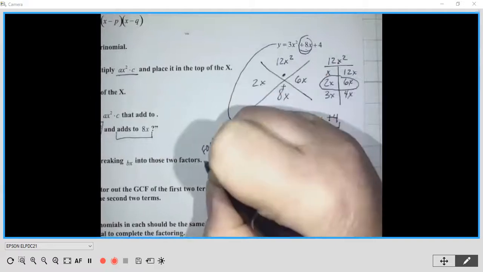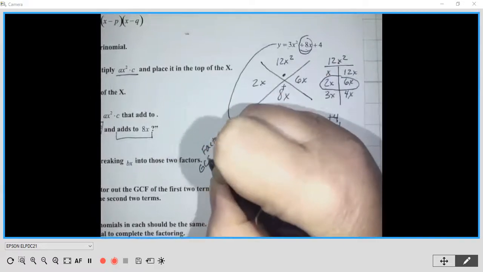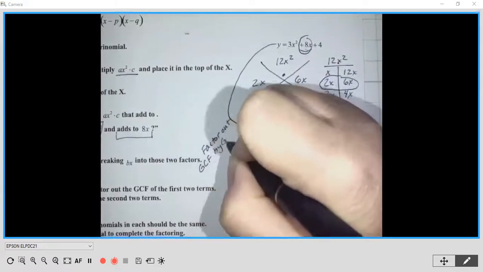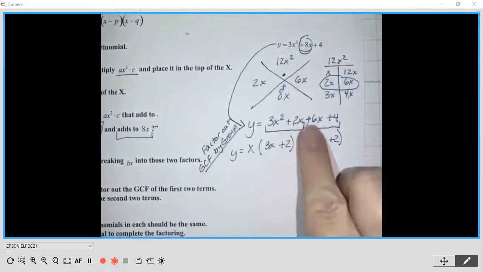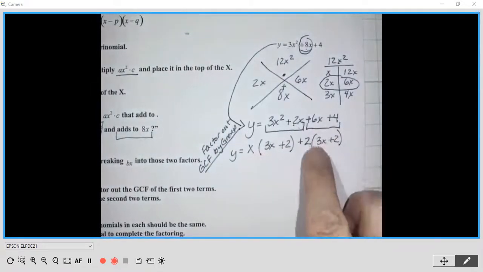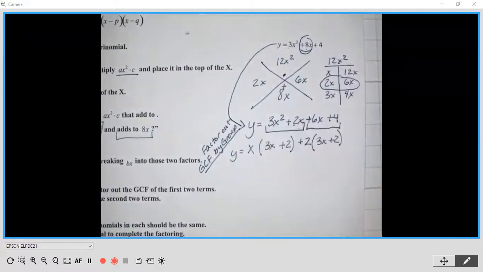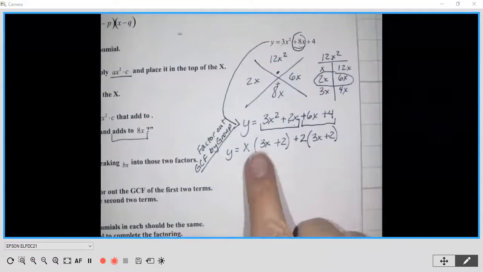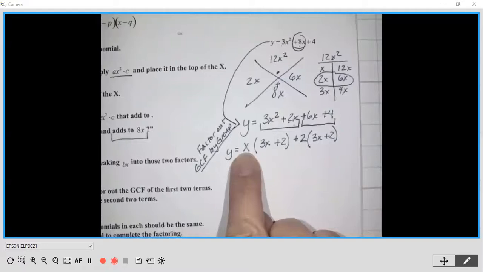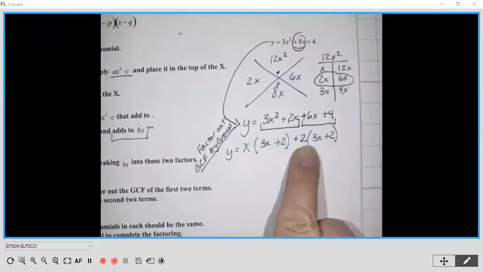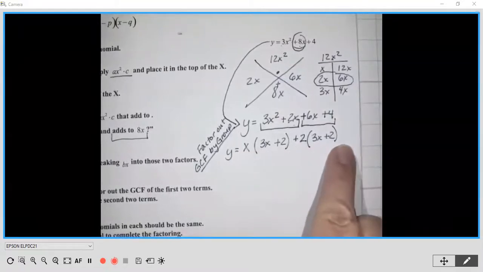So what we did here was factor out a GCF by group. The first group we factored out an x, the second group we factored out a 2. Now we're going to factor out a GCF from these two terms. So again, this is the first term, x times the quantity 3x plus 2. This is the second term, 2 times the quantity 3x plus 2.